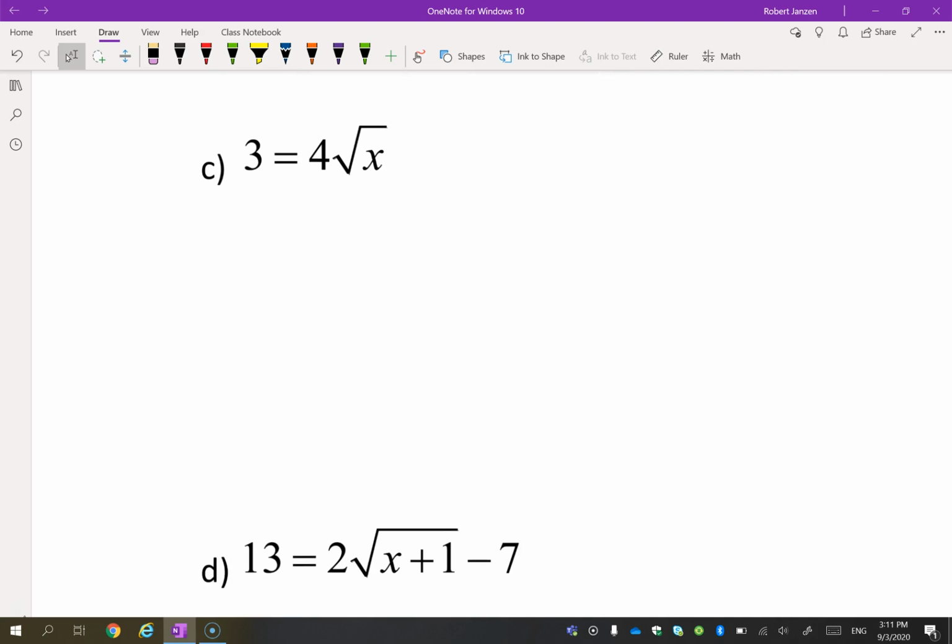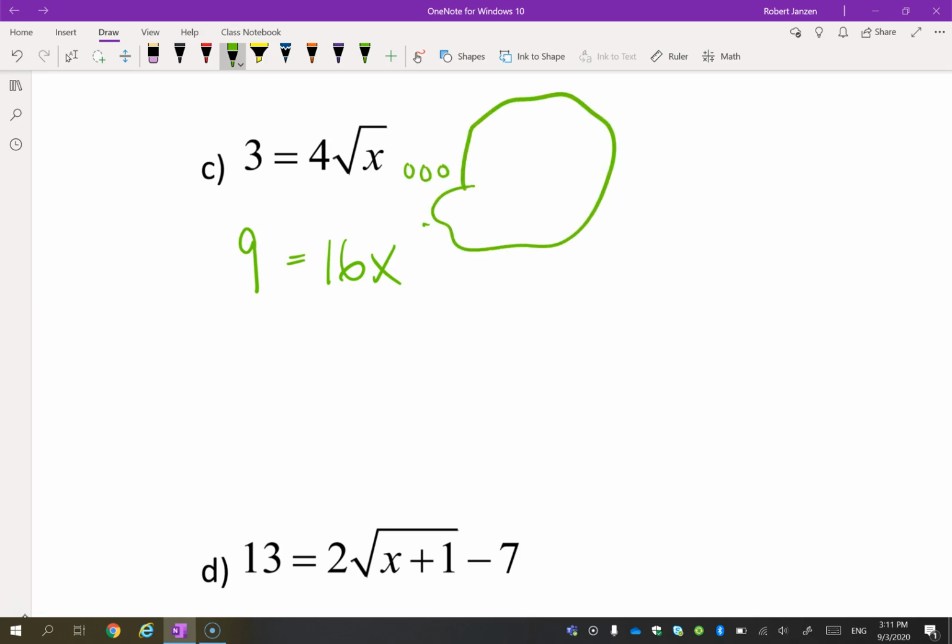Let's try another one here. Again, I want to isolate the x without the radical, so I could square both sides right off the bat. 3 squared is 9. 4 root x squared is 16x. If you're not sure why, let's try this. 4 root x squared is 4 root x times 4 root x. This is 16 root x squared. Divide by 16. x is 9 over 16, and there's my answer.